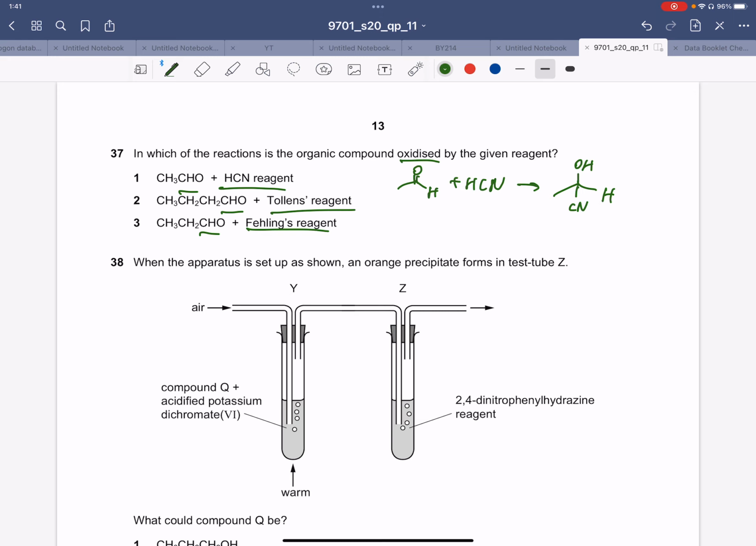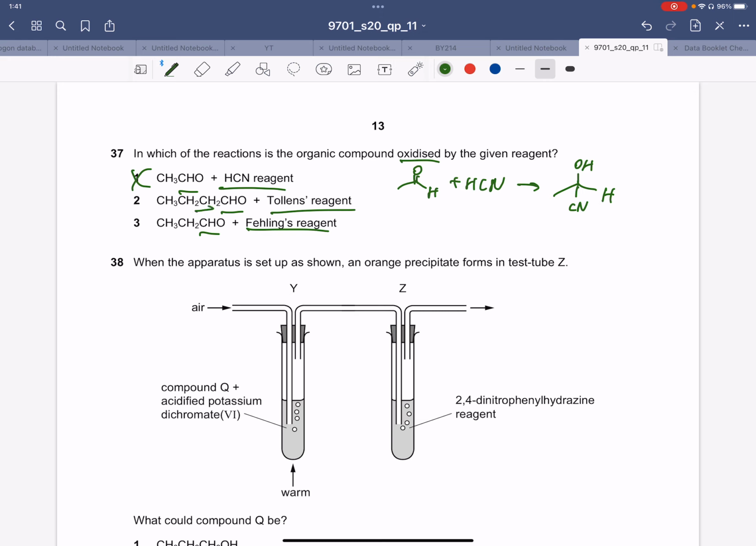The hydroxynitrile. So this would be what? 1, 2. Actually no, it would be 1 hydroxyethanenitrile, like that. So that's what that is. This is actually not going to be an oxidation reaction. It's really just a substitution reaction. So that's not going to be right.